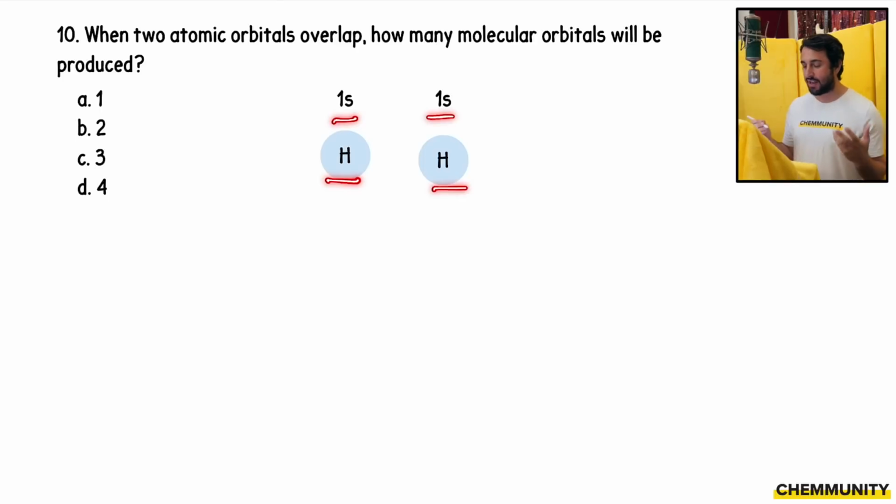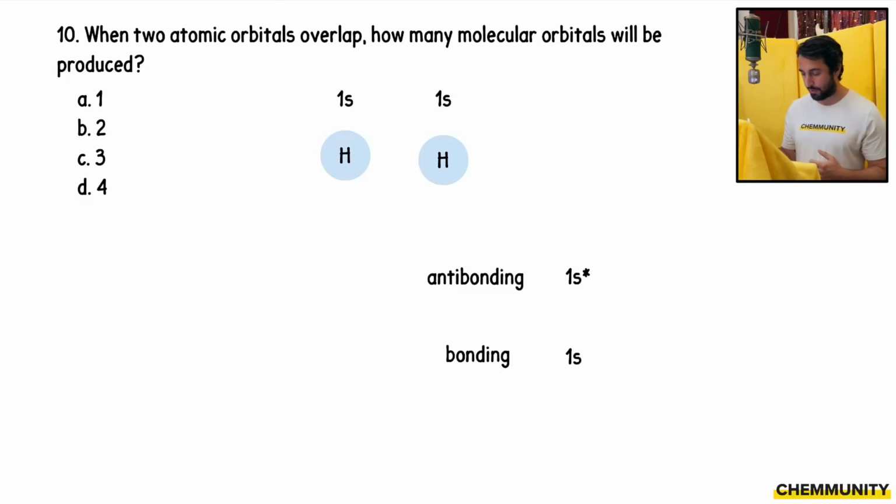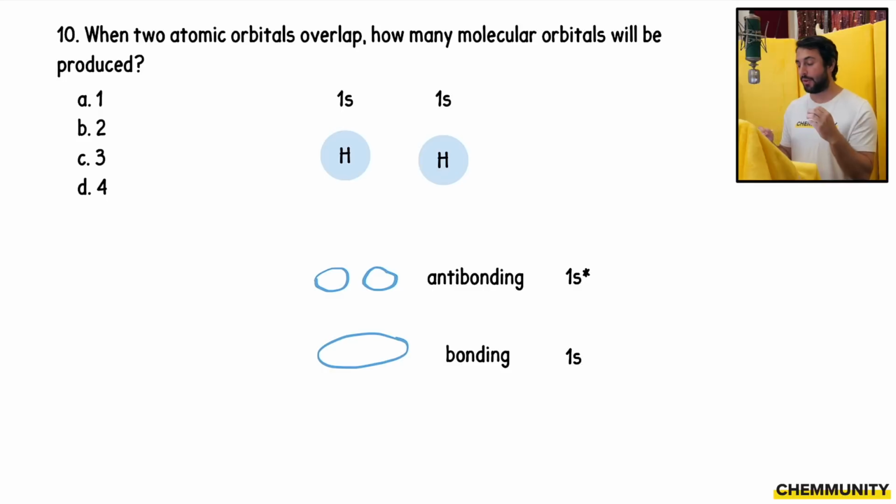And what we're going to end up getting is a bonding 1s molecular orbital, and an anti-bonding 1s star orbital. What we understand here is that anytime you are taking atomic orbitals to produce other kinds of orbitals, whether they are hybrid atomic orbitals or molecular orbitals, there will always be a conservation of orbital number. So we're taking 2 atomic orbitals and we're producing 2 molecular orbitals.